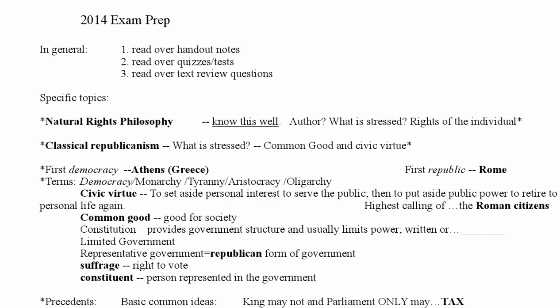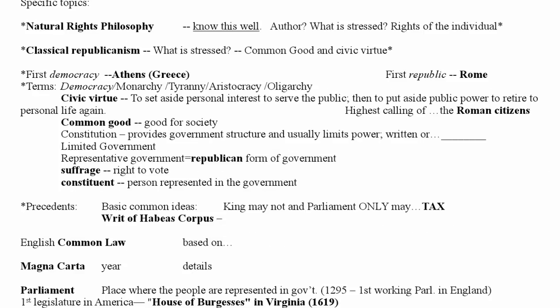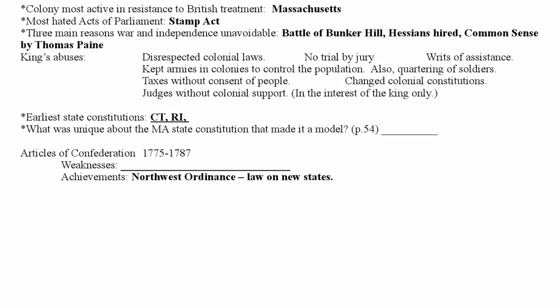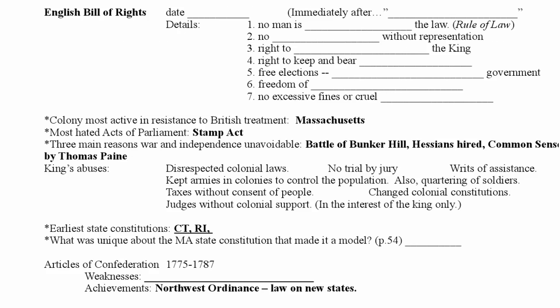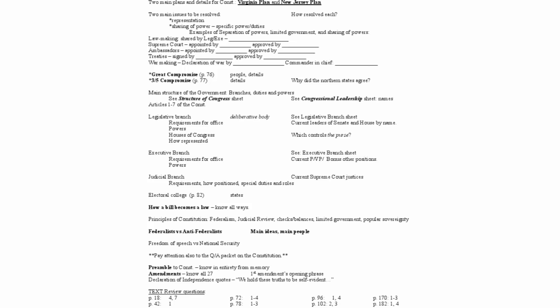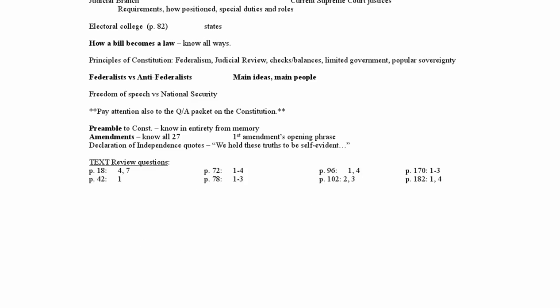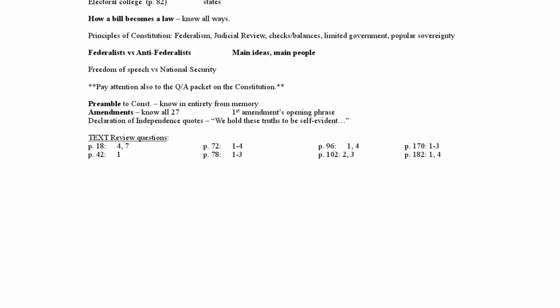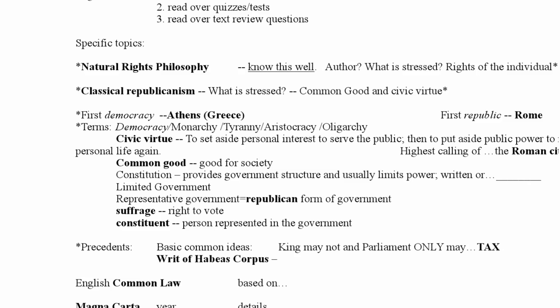Read over the text review questions, which are listed at the bottom of that second page. Let me see if I can find it. On the second page, make sure it's here. There's a few here. It's not quite listed the same way as you have it, but page 18, you look through, go to that page and the reviewing lesson questions 4 and 7, page 42 number 1, page 72 1 through 4, and so forth. So follow those directions.